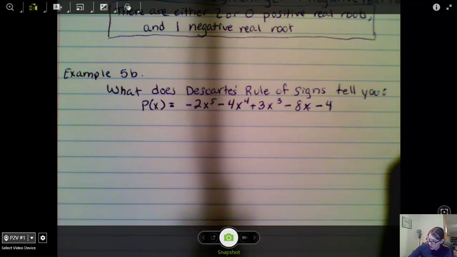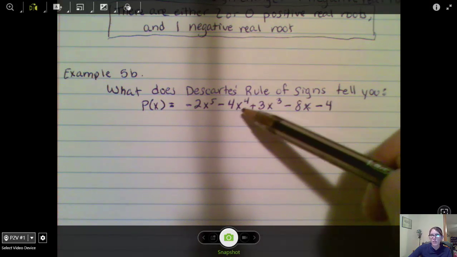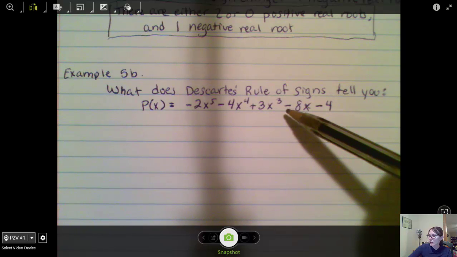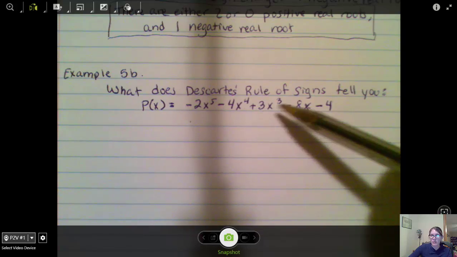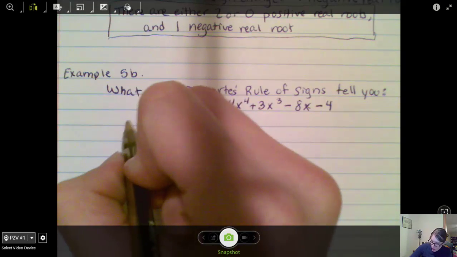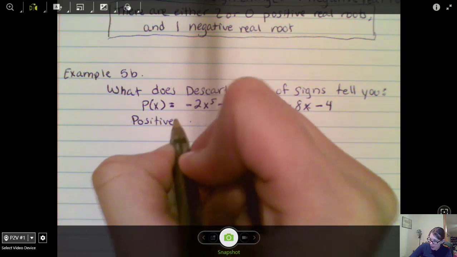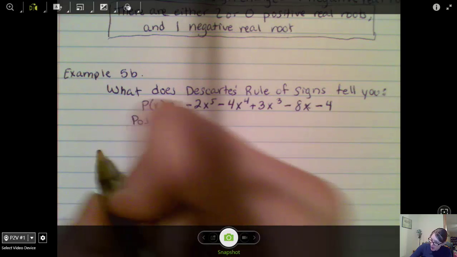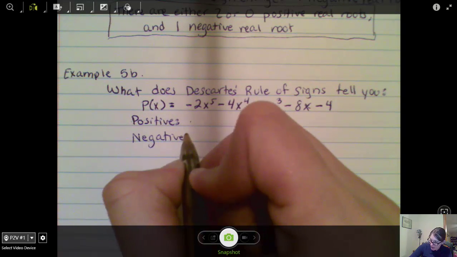All right. So in this one, you might notice that we have an x to the 5th, we have an x to the 4th, we have an x cubed. We don't have an x squared term, but that really doesn't matter. It's just our consecutive coefficients. So again, there are two parts to Descartes' rule of signs. We have the part about our positive real roots and the part about our negative real roots. The positive part is easier.